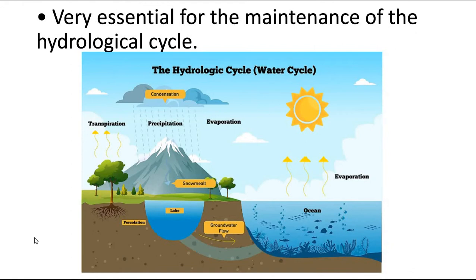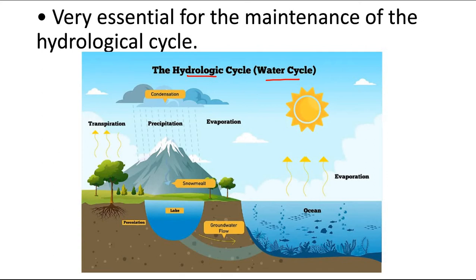Next up, we are talking about the hydraulic cycle. Now, another function of the atmosphere is that it is very essential for the maintenance of the hydrological cycle. So what is this hydraulic or hydrological cycle? Basically, it is the water cycle. Now, if you all do not know what the water cycle is, listen carefully, because now I am going to explain this to you all.